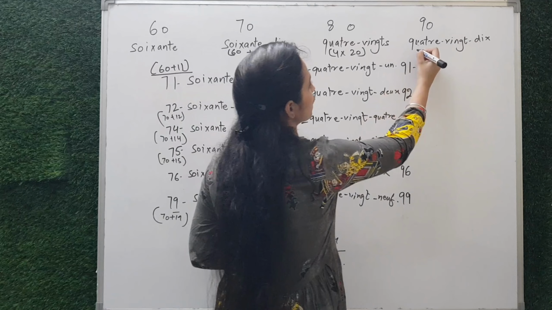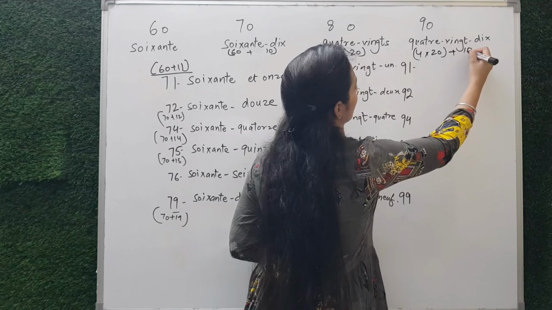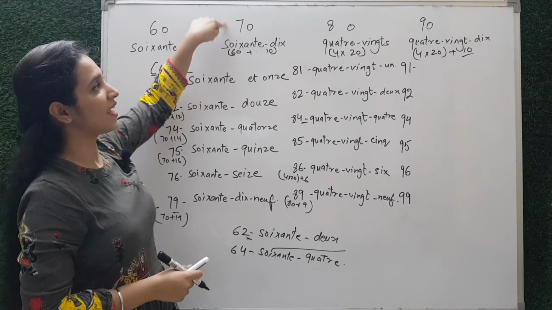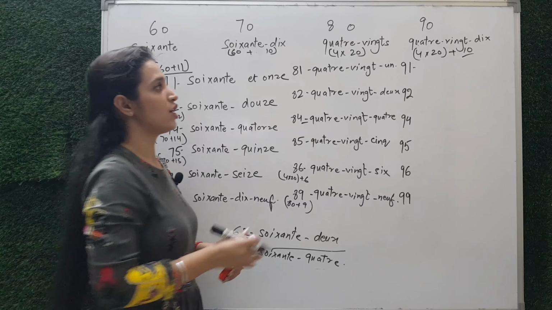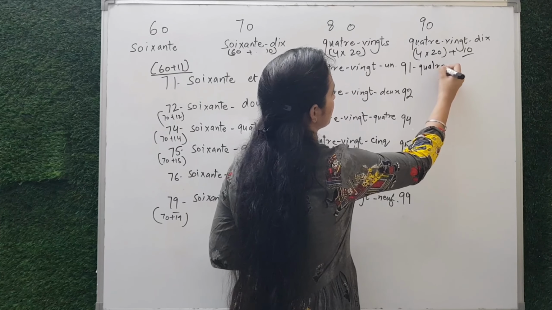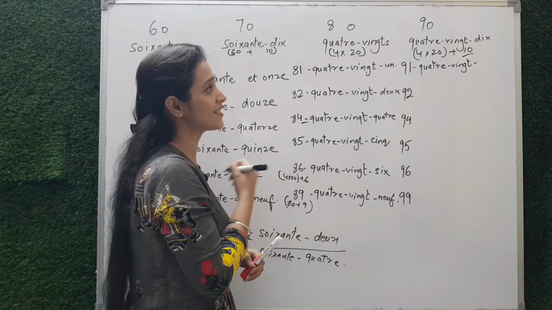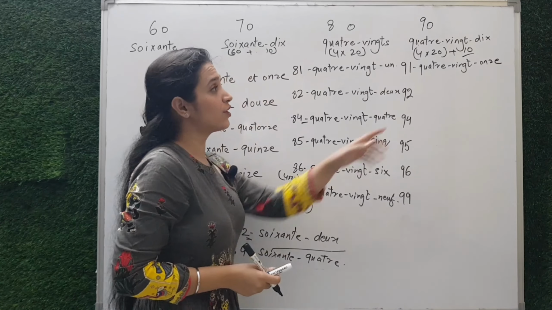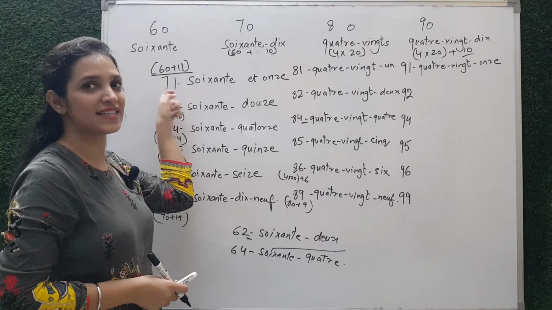Right? So, over here 90 is there. How do we frame 90? It is 4 into 20, which becomes 80, plus 10, which becomes 90. So, remember in the 70 line and in the 90 line, we are using numbers from 11 to 19. So, now we will see how we do 91. 91 is quatre-vingts, and then onze. What is 11? Onze. Quatre-vingts, onze. And do we put ET over here? No. As I told you, ET comes only till number 71.